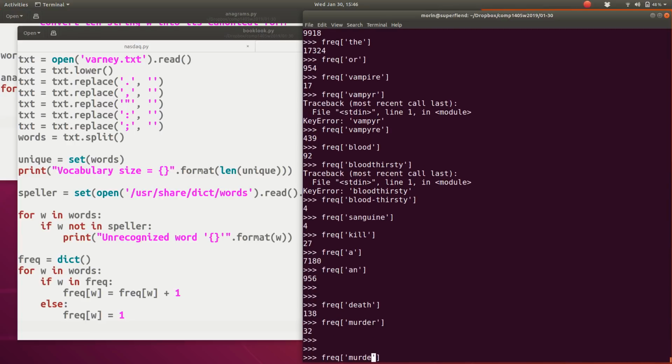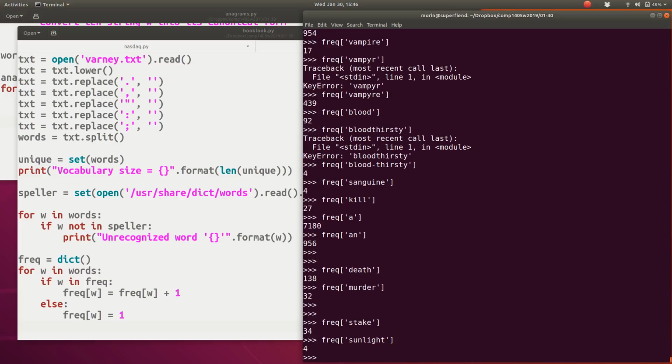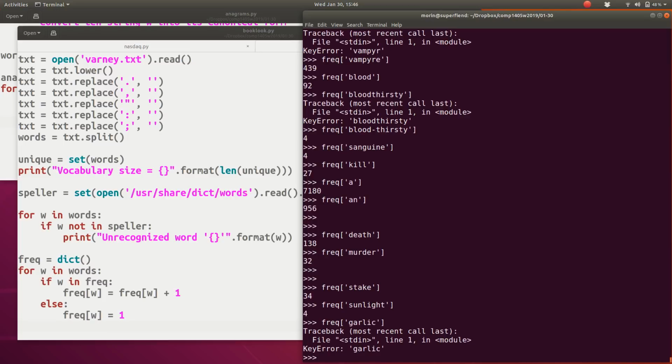What about killing vampires? Steak. What other things can you do to kill vampires? Sunlight. Burn. Garlic. Good idea. Not even once. So maybe this garlic thing is actually a feature of modern day vampires, or let's say post Bram Stoker vampires.